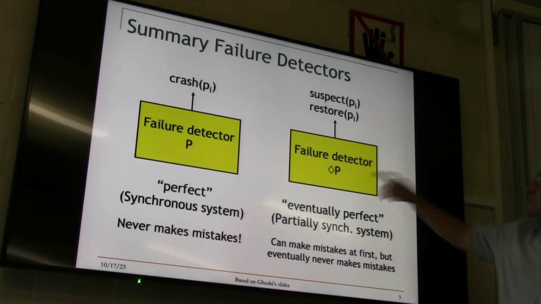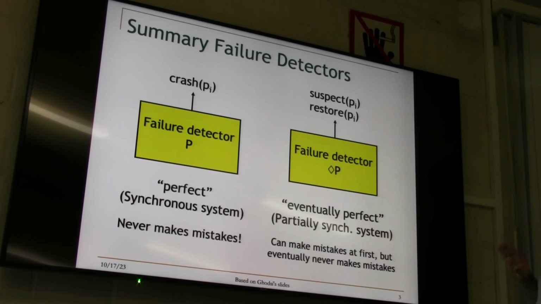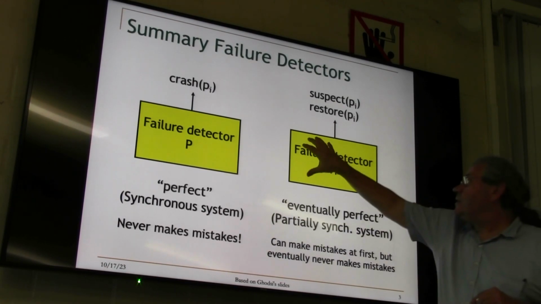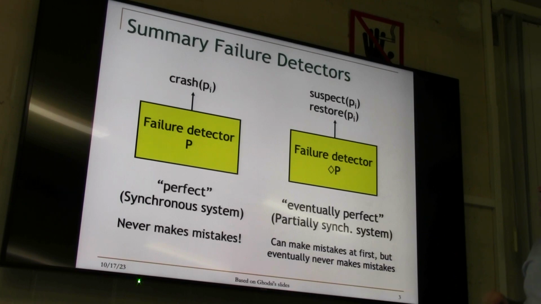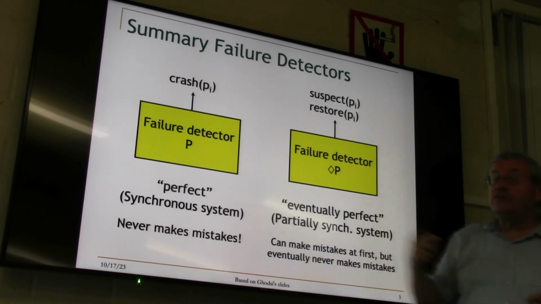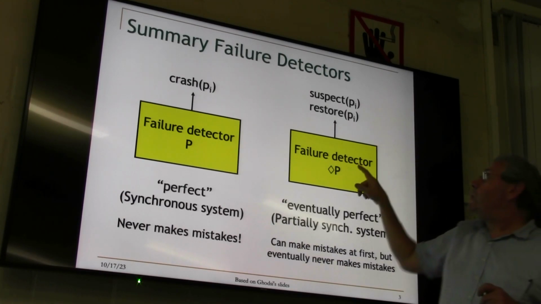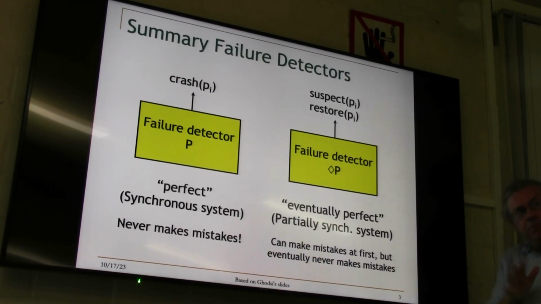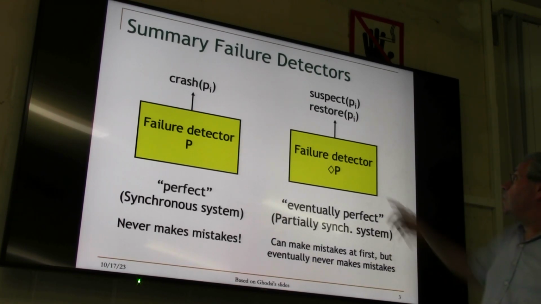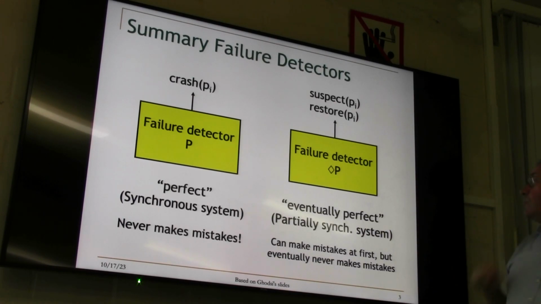So there's another failure detector, which is not as smart, called eventually P. So the little diamond means eventually perfect. This one is implemented on a partially synchronous system. This one has two kinds of messages coming out: suspect and restore. So P1, I suspect P2 has crashed. So just suspect. But maybe that's a mistake. So later on, it will do restore. It says, no, that was a mistake. Restore P1. P1 has not really crashed.